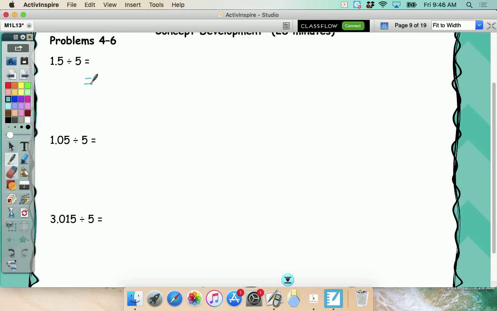So this first one only needs 1 extra equal sign there. Because I don't have to decompose anything. I'm just going to change 1.5 to unit form. What is 1.5 in unit form? Oh, it's 15 tenths. So write down 15 tenths divided by 5. So I'm going to think in my mind 5 times something equals 15, and the answer is 3. But it's 3 tenths. How do I write 3 tenths?